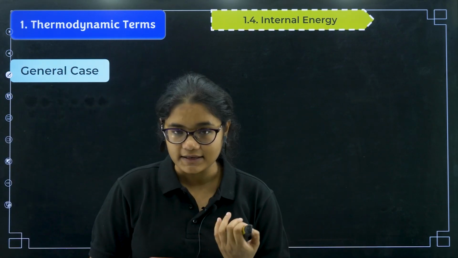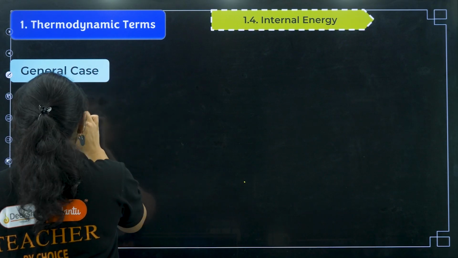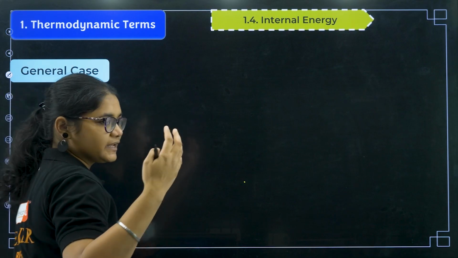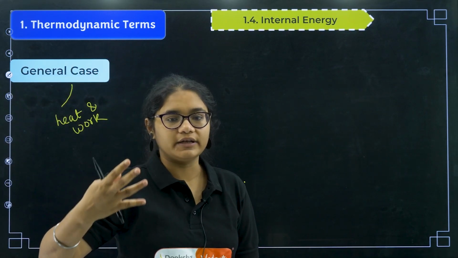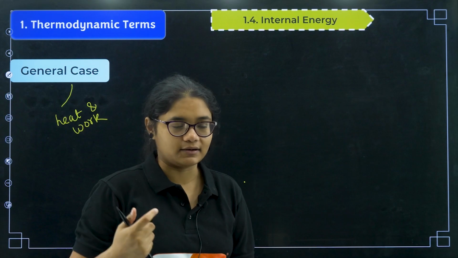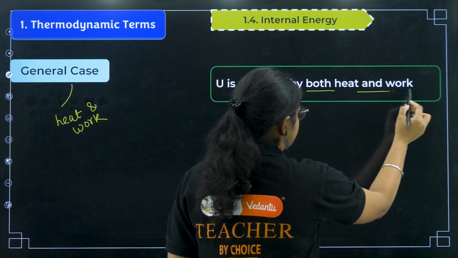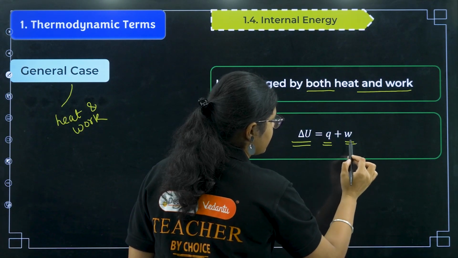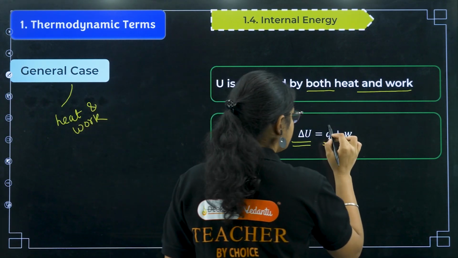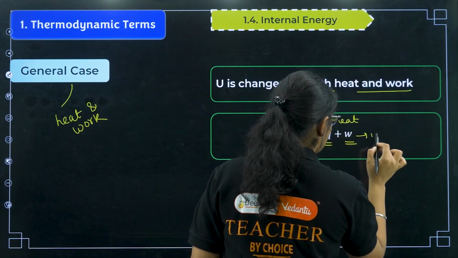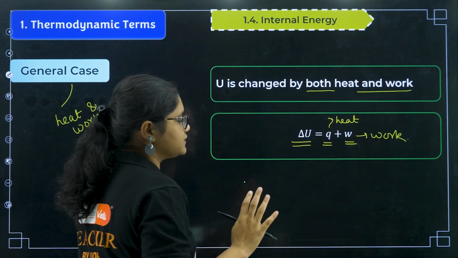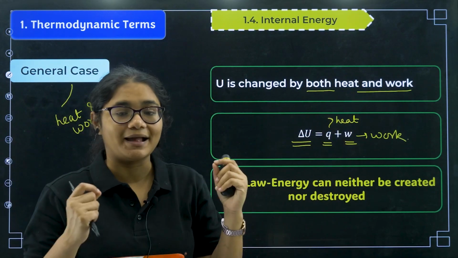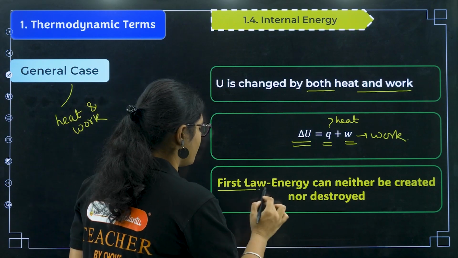General case means you are changing the internal energy both by heat and work. In the first case we thought only of heat, in the second case we saw only work, but if you use both heat and work together, then U is changed by both. In that case the change in internal energy will be equal to heat plus work: delta U is equal to Q plus W, where Q is heat and W is work. Now this equation is the mathematical expression of the first law of thermodynamics.